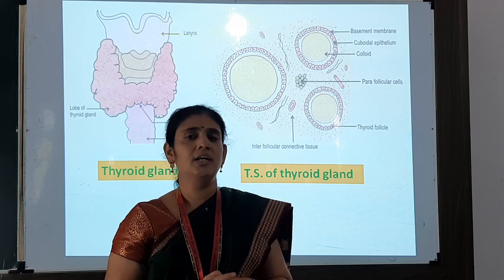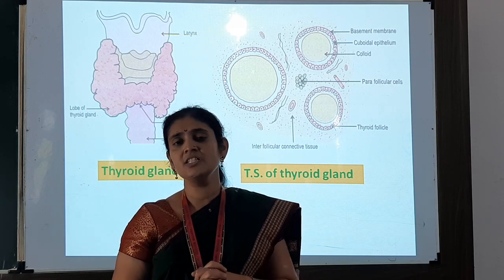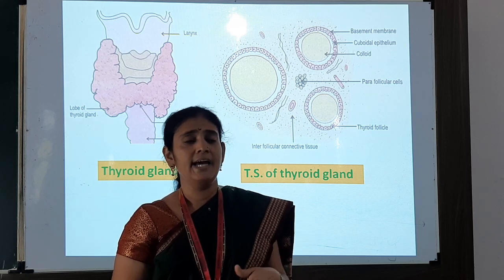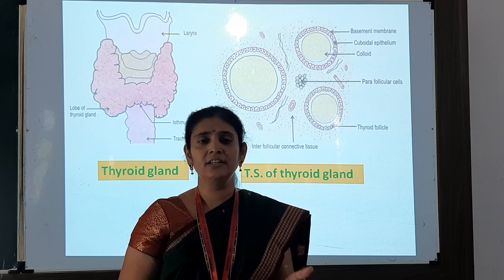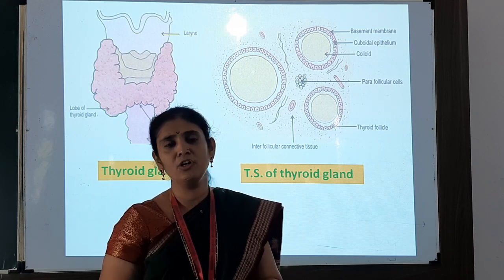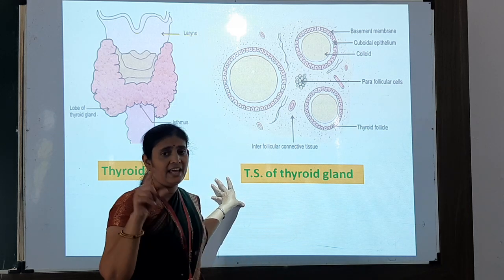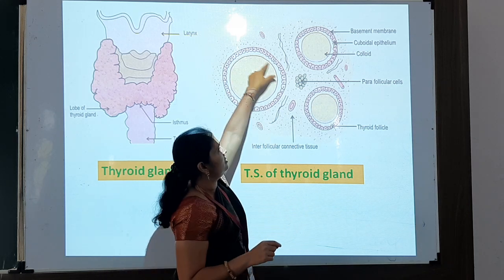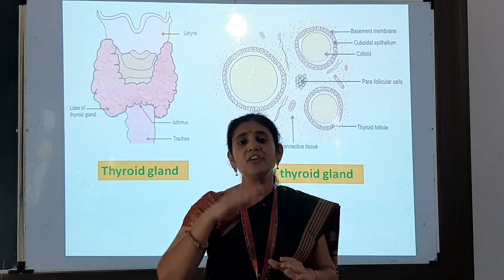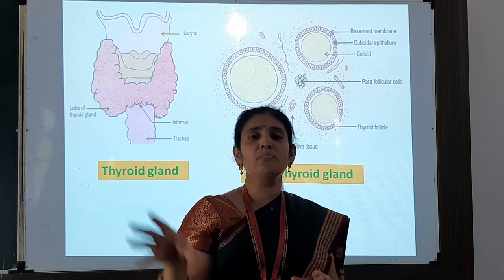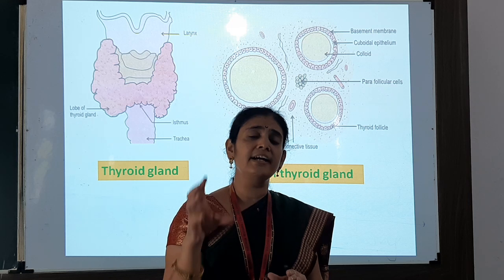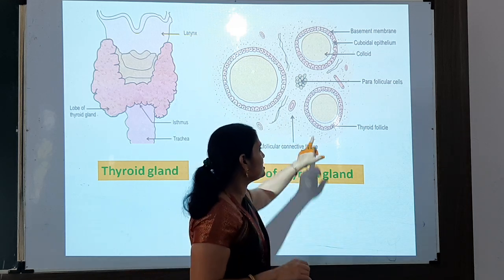The first hormone, that is thyroxine, which is in the form of triiodothyronine or tetraiodothyronine, T3 or T4. Thyroxine is the first hormone which is secreted by the thyroid gland, and this hormone is secreted by the follicle. Thyroxine is in the form of T4 or T3. T4 means tetraiodothyronine and T3 means triiodothyronine, and it is secreted by this thyroid follicle.